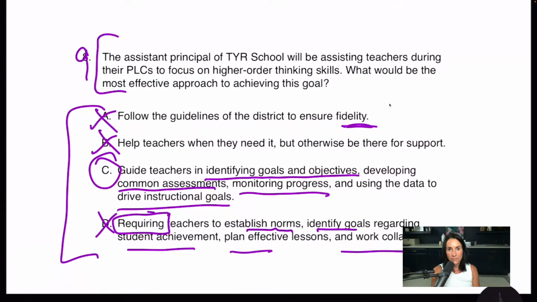Let's just have a look at the question here. The assistant principal of TYR school will be assisting teachers during their PLCs to focus on higher order thinking skills. What would be the most effective approach? And here, obviously, what we just said is the most effective approach. This is how a PLC should be run, identifying goals and objectives, developing common assessments, all of that. All right, and let's have a look at number 10.